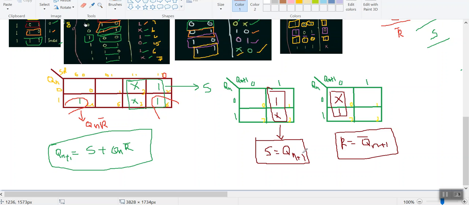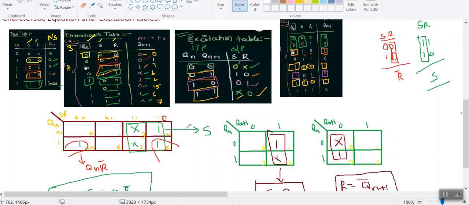These excitation equations and characteristic equations will be helpful while designing the conversion of one flip flop to another flip flop, as well as counters and registers concepts. In the next class we'll discuss the concept regarding the D flip flop, T flip flop and JK flip flop as well. Okay, thank you.